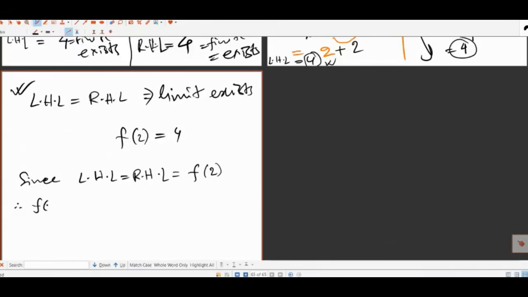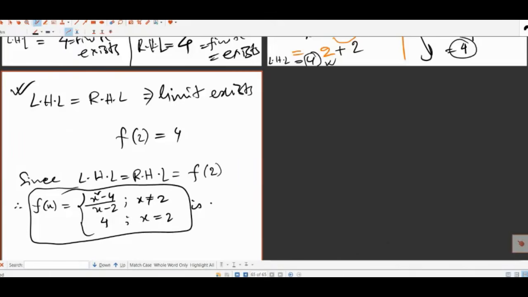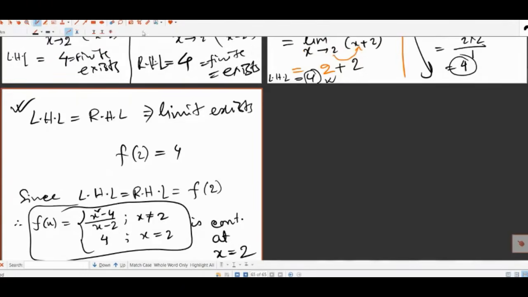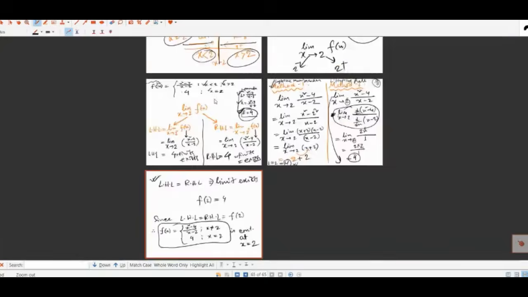That is, f of x equals (x squared minus 4) over (x minus 2), for this piecewise function defined for x not equal to 2 and at x equals 2, is continuous at x equals 2, because the left hand limit, right hand limit, and functional value are all the same. So this is what we know as limit and continuity.